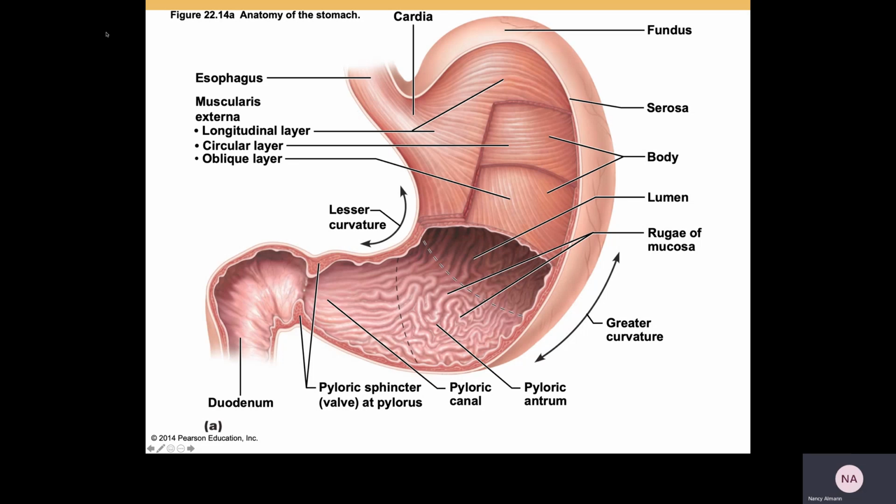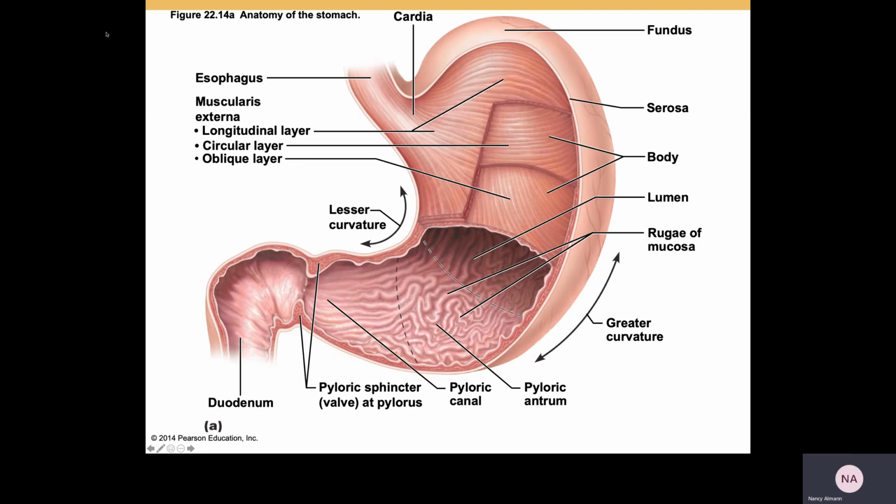The other structures in the digestive system have, for the most part, 2 layers, a longitudinal layer and the circular layer. However, the stomach is going to have an oblique layer also, and that's going to be important because it allows for extra mixing and churning of material in the stomach. So why do we want that?